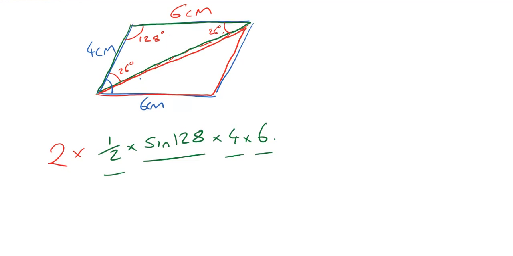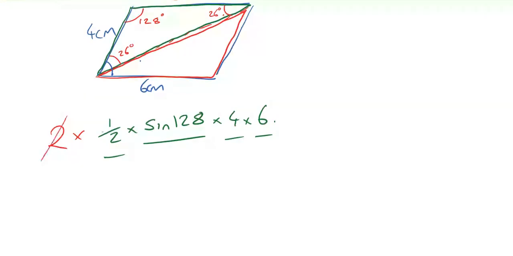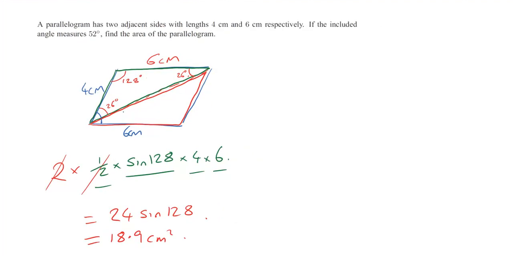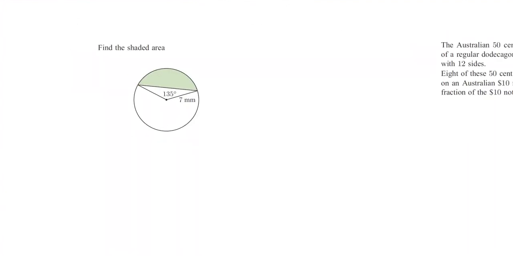Well, 2 times a half can just disappear, I guess. It's going to cancel itself out. So this area is going to be 24 sine 128. And if I work that out on the calculator, it's going to be 18.9 centimeters squared. There's our answer. Okay, on to the second question. This is getting even more complicated now.